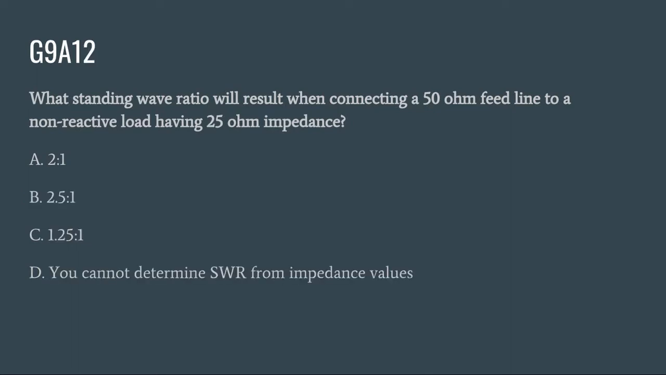G9A12, what standing wave ratio will result when connecting a 50 ohm feed line to a non-reactive load having 25 ohm impedance? A. 2 to 1, B. 2.5 to 1, C. 1.25 to 1, or D. you cannot determine SWR from impedance values. Correct answer here is A. 2 to 1.